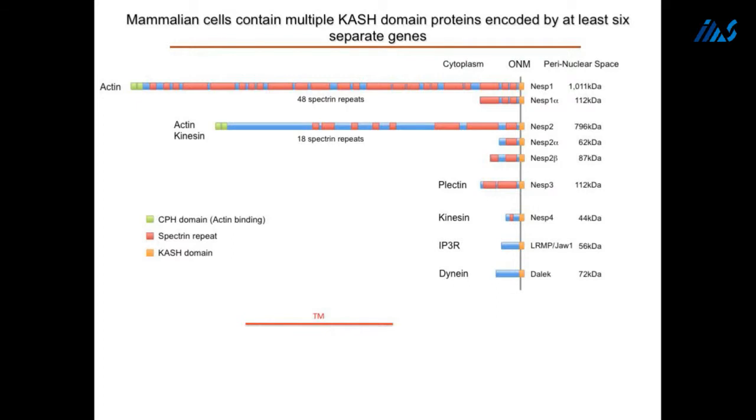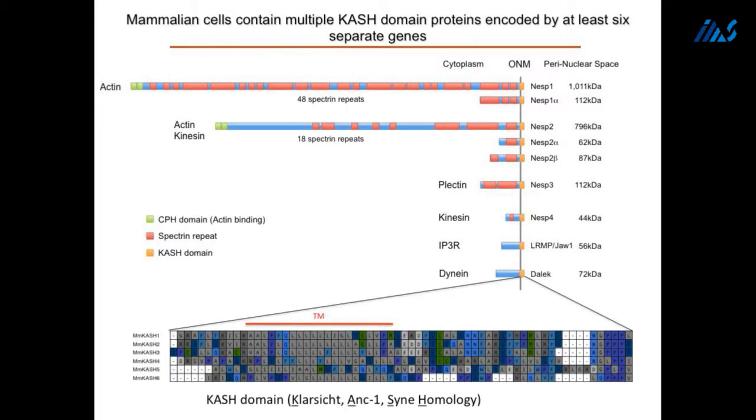Actually, we'll come on to them right now. So we know of at least 6 genes encoding KASH domain proteins in mammalian cells. Now, I'd like to first focus your attention down here. What exactly is a KASH domain?